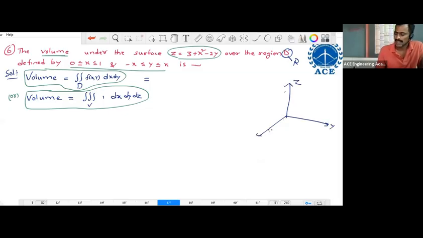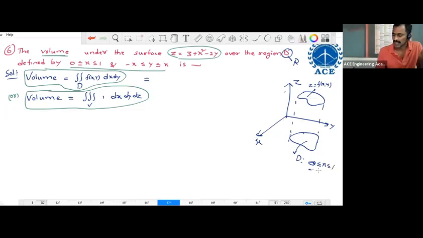Z, y, x. Some object is in space. Its equation of the surface is z equal to f of x comma y, and then its projection will be on the xy plane. And here we are given this as the D region, and it is bounded by 0 less than or equal to x less than or equal to 1. Next, minus x less than or equal to y less than or equal to x. This region is given by this. So we always find the volume of the space region by using the double integral, or if you want, we can use triple integral also.